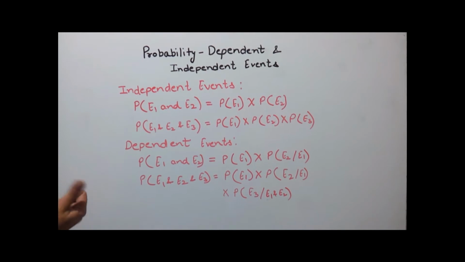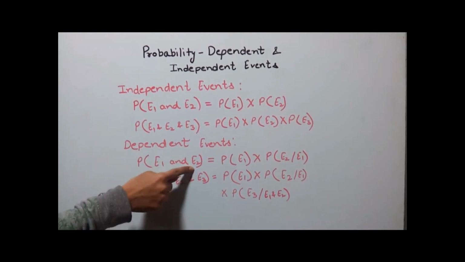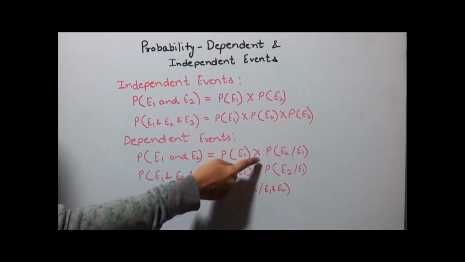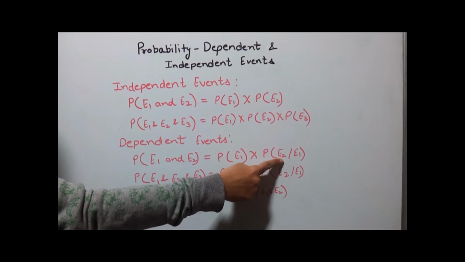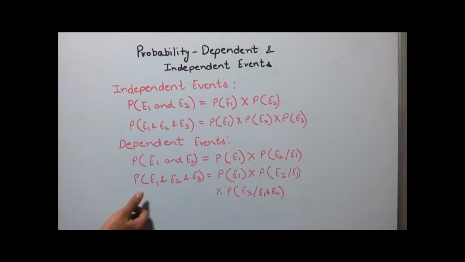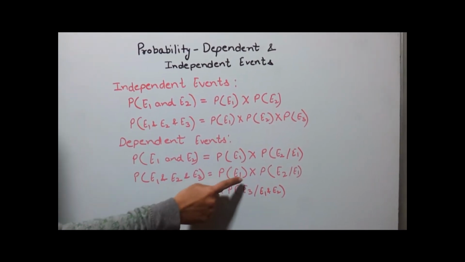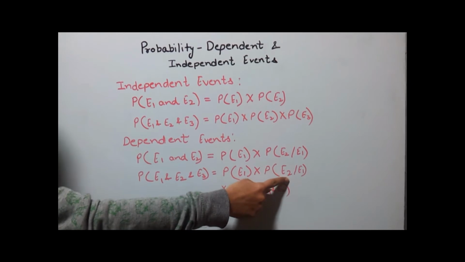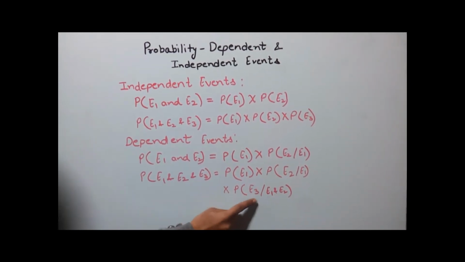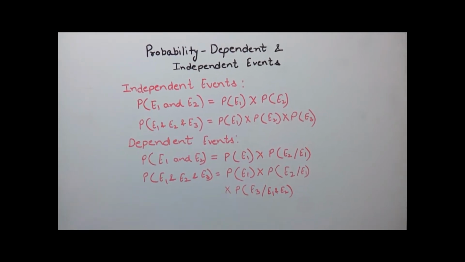Whereas in case of dependent events, if we need to find out the probability of event 1 and event 2, then it will be equal to probability of event 1 into probability of event 2 given that event 1 has taken place. Similarly, if there are 3 events, then their probability is equal to probability of E1 into probability of E2 given E1 has already taken place into probability of E3 given E1 and E2 have already taken place.